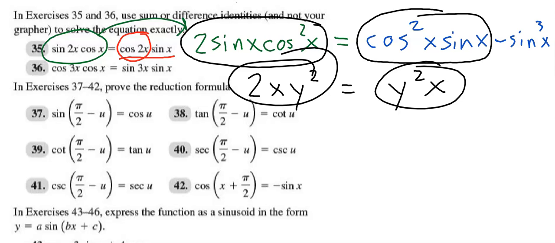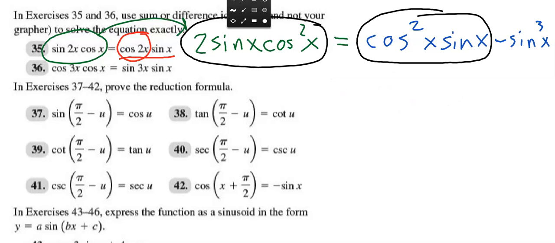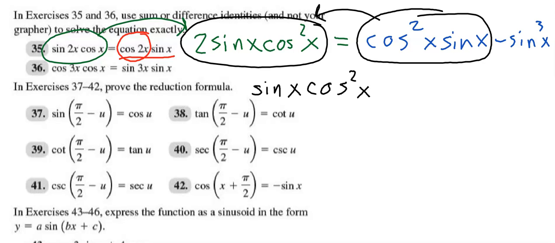So let's push everything. Well, let's at least push these terms. Let's push this term to the other side. Would we be adding it or subtracting it? We would subtract it. And so basically you have two of them on the left side and you're taking away one of them. So that means you would be left with one of them: sine x cosine squared x equals negative sine cubed x.